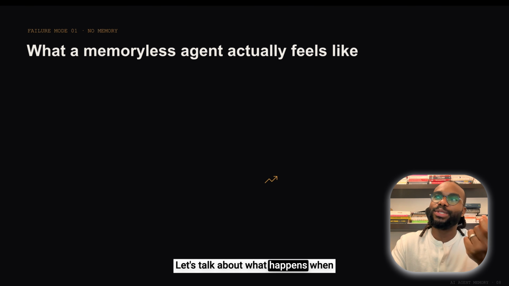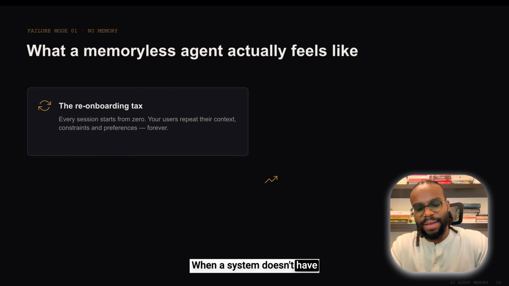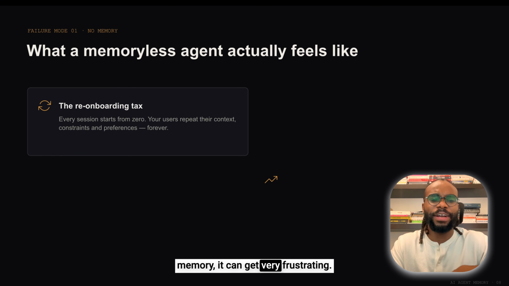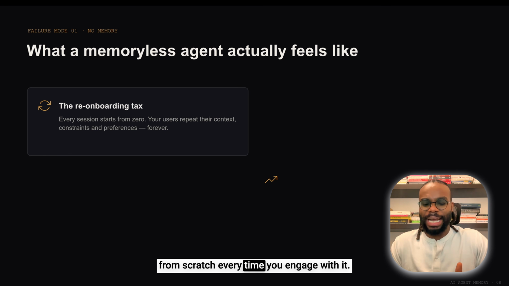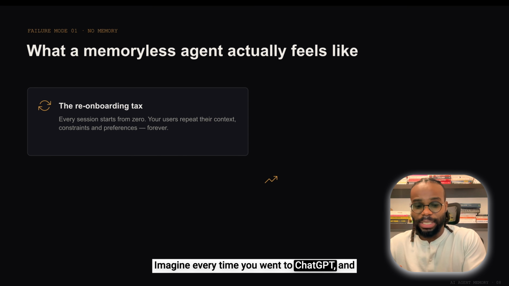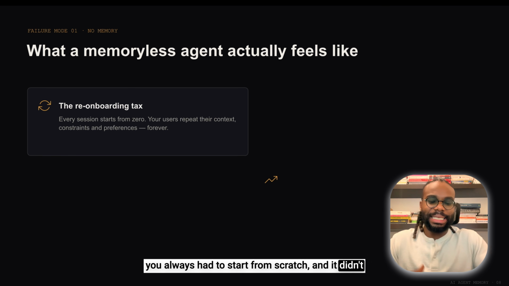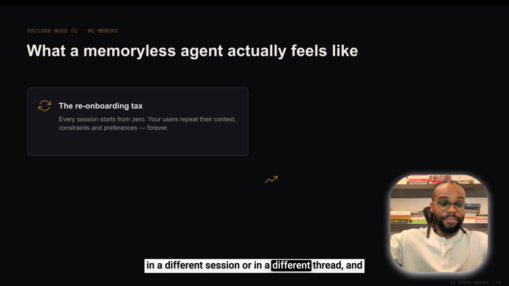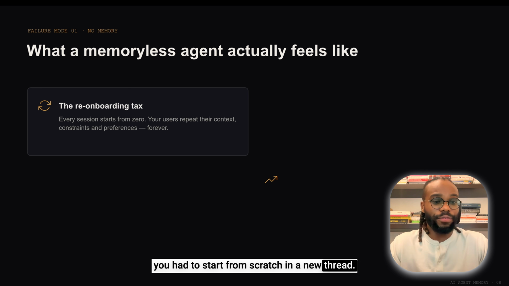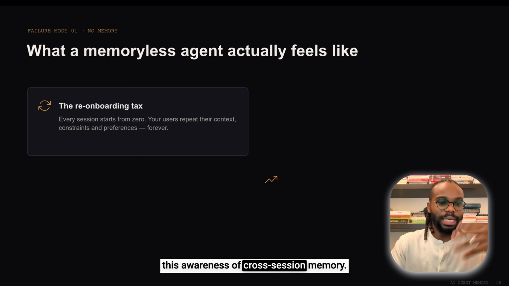Let's talk about what happens when a system doesn't have memory, which is also an important topic. When a system doesn't have memory, it can get very frustrating. You will basically have to interact with this agent from scratch every time you engage with it. Imagine every time you went to ChatGPT, and there was probably a time when this was the case, you always had to start from scratch, and it didn't understand what you were talking about in a different session or in a different thread. That can get annoying, but today ChatGPT, Claude AI, Claude Code, Codex, they all have this awareness of cross-session memory.